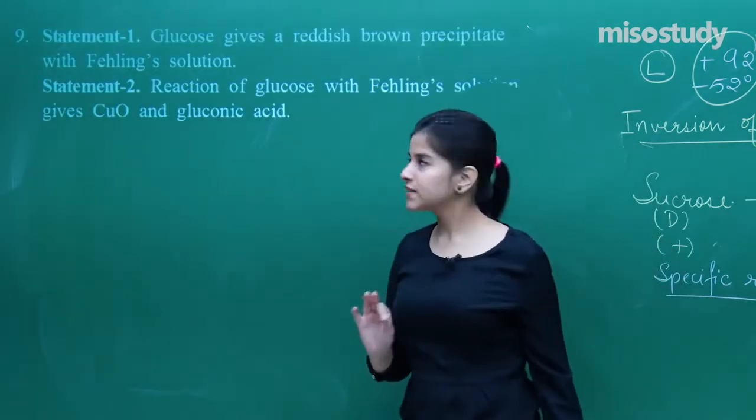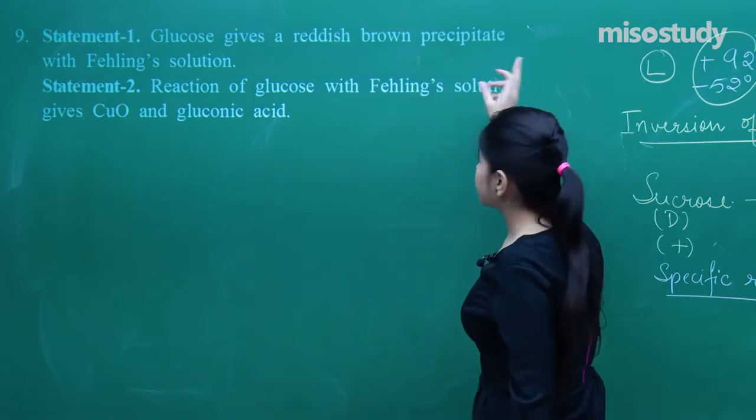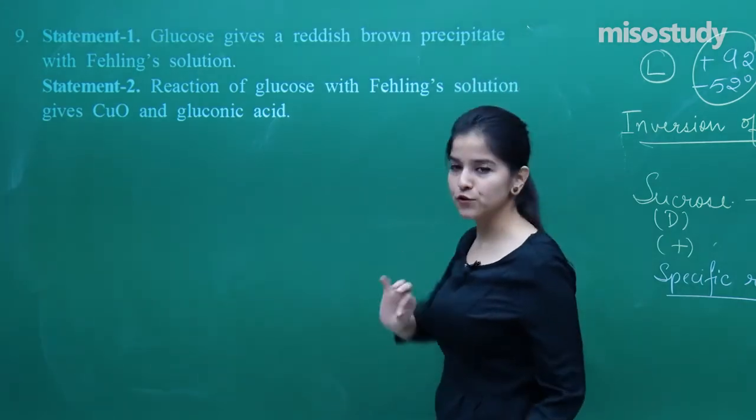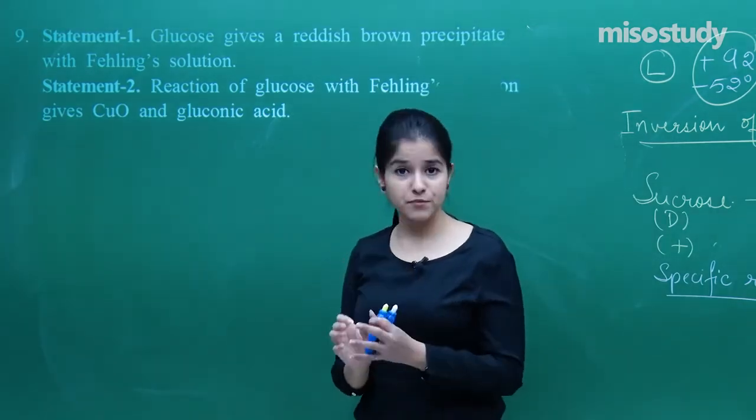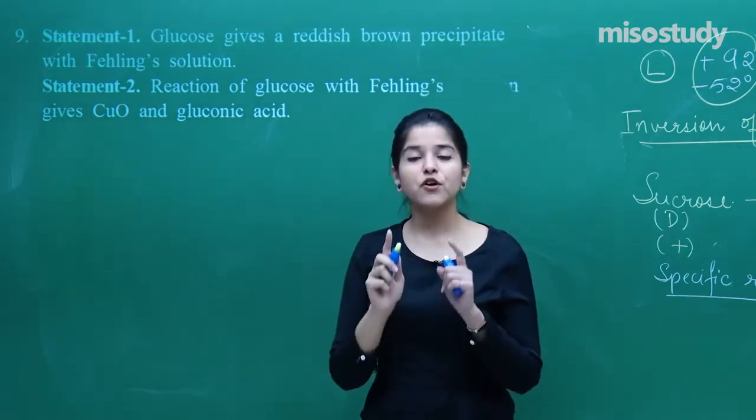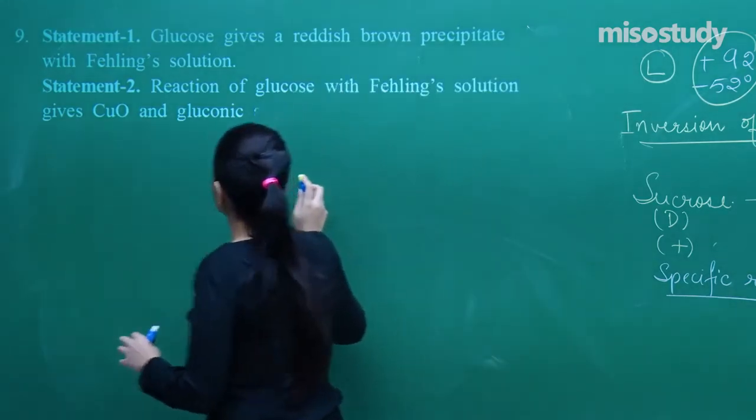Statement 1, what does it say? Glucose gives a reddish brown precipitate with Fehling solution. It gives a reddish brown precipitate with Fehling solution. Yes, because it is a reducing sugar. So how does the reaction take place?